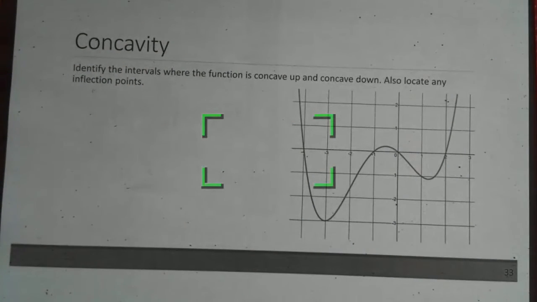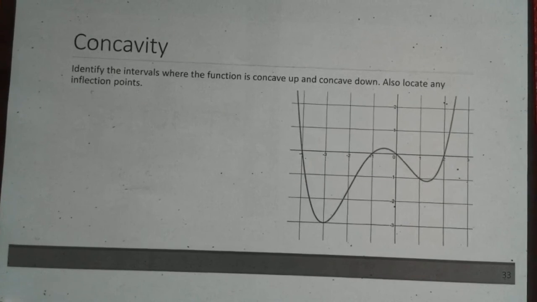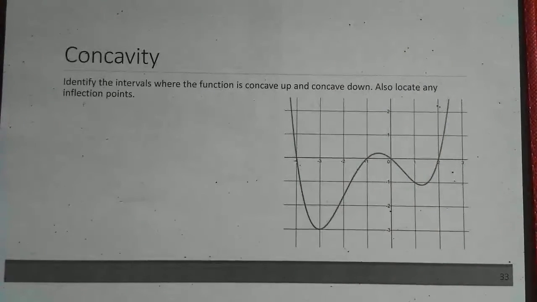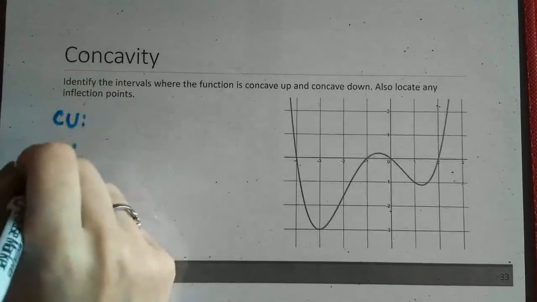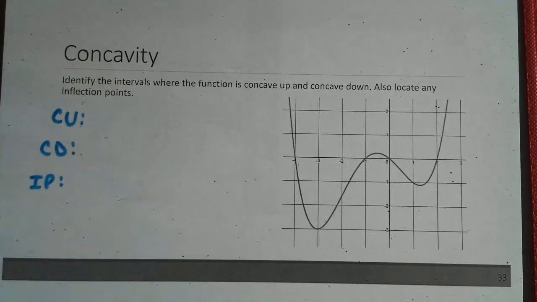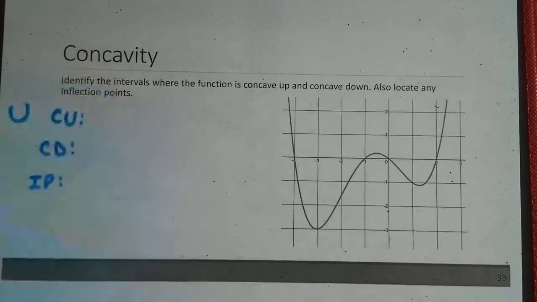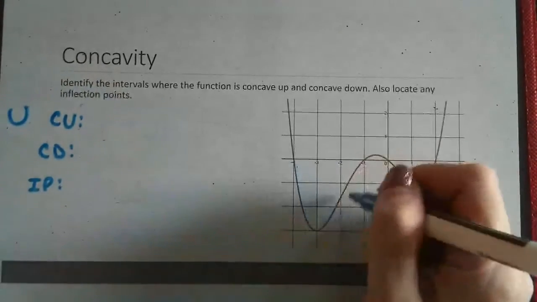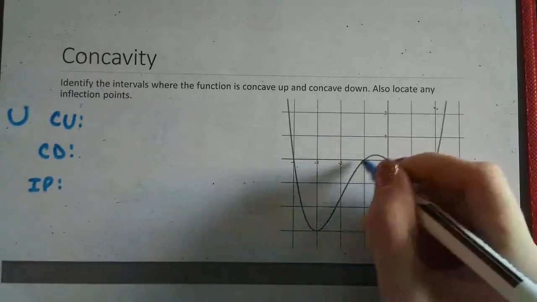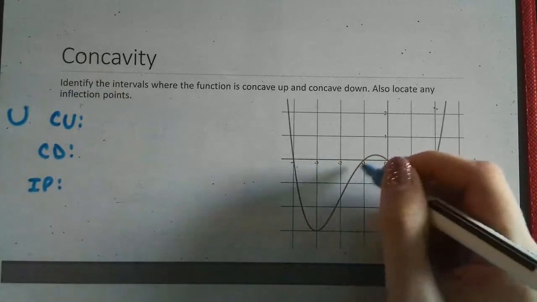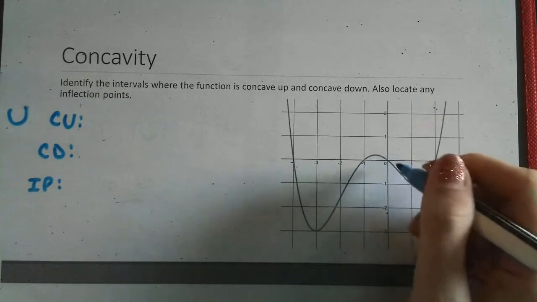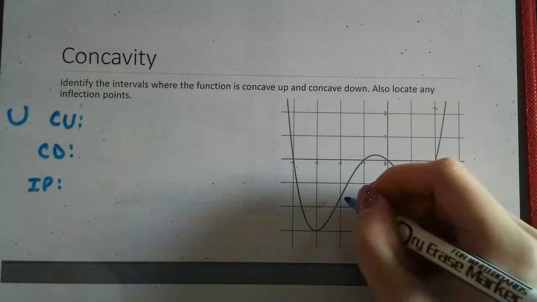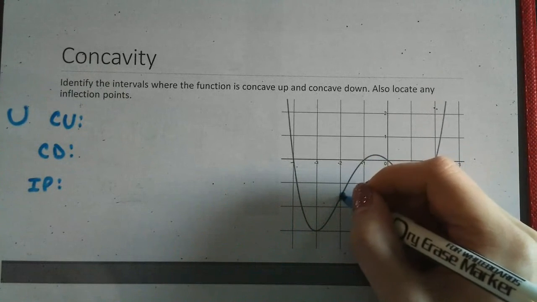So we're going to take a look at this graph again, and we want to see if we can identify the intervals where the function is concave up and concave down, and we want to see if we can find any inflection points. So we want to look for concave up, concave down, and any inflection points. Concave up, we're thinking of an upward cup. So I see kind of an upward cup here, but I do see a downward cup here. So somewhere in this kind of general area, I'm switching from being cup up to being cup down. And if I had to guess, I'd say probably here-ish.